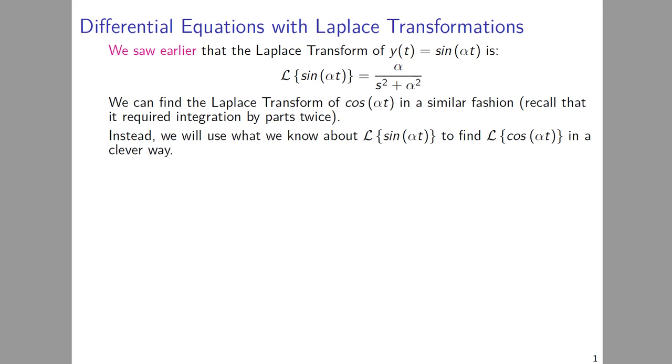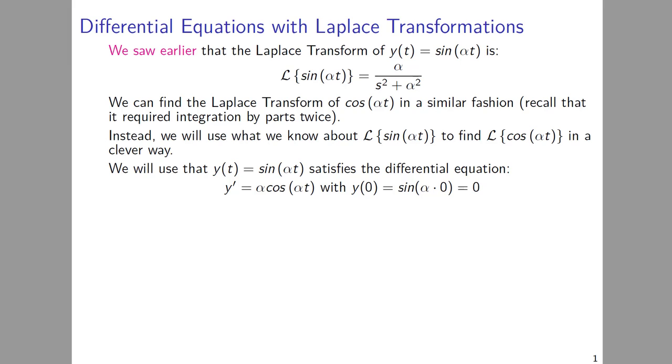What we'll do is come up with a differential equation whose solution we know. In particular, we'll use that for y of t equal to sine alpha t, it's a solution to the differential equation y prime equals alpha times cosine alpha t, since this is the derivative of our function y here.